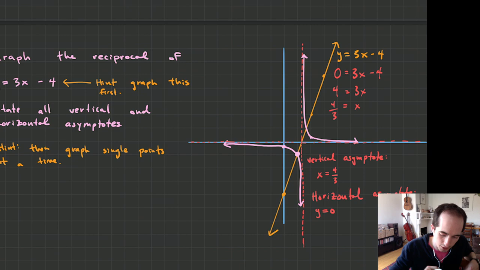So as our function grows really, really big, the reciprocal of it becomes very small and very close to 0. Keeping in mind as well that whatever is positive stays positive, whatever is negative stays negative. The reciprocal of a positive number is still positive, but the reciprocal of a negative number is negative. So those are things that we have to keep in mind.